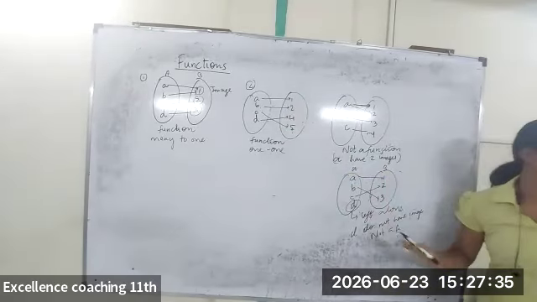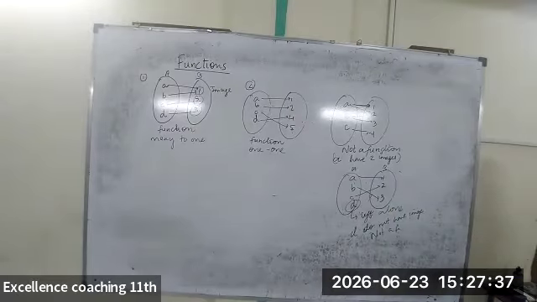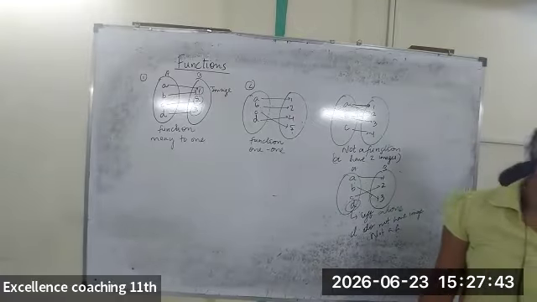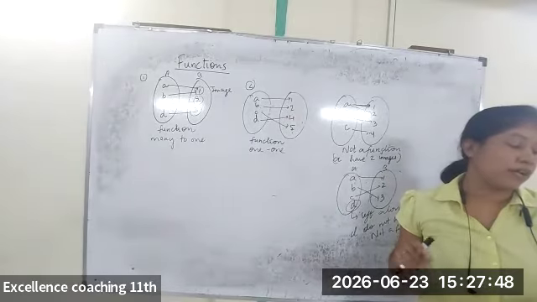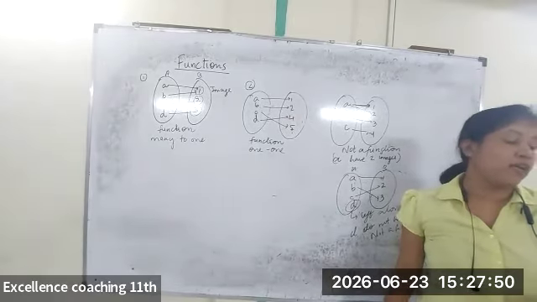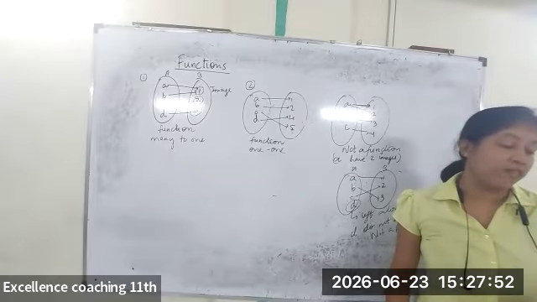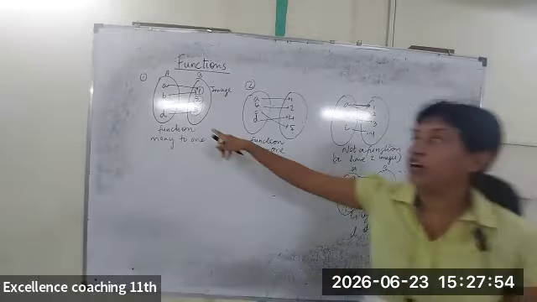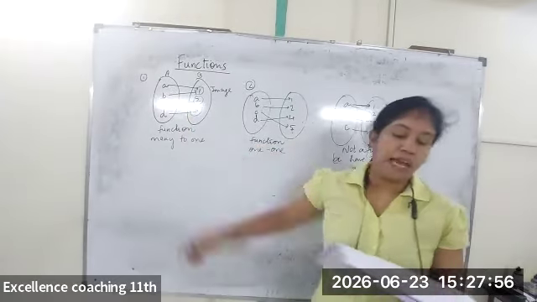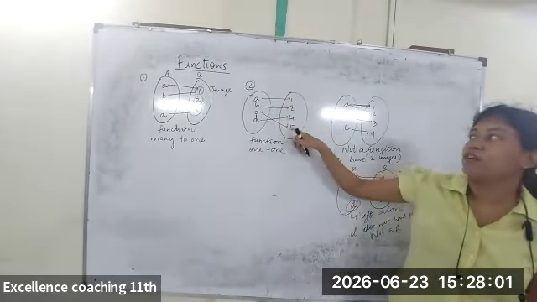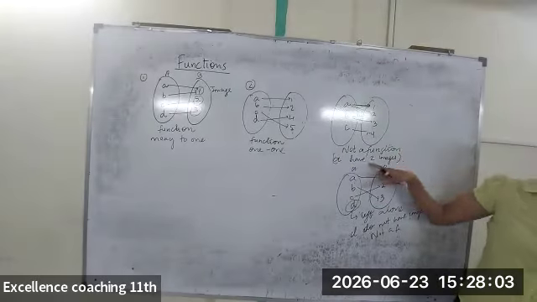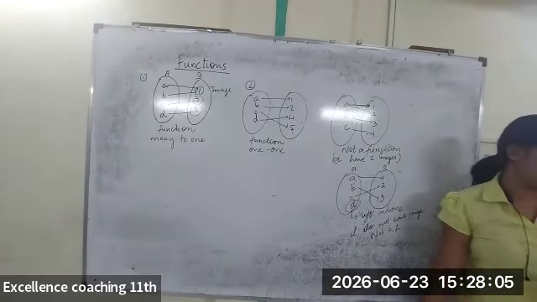These are not functions. Clear the definition of function? Now I can just read the definition and see. The definition of function is given as: a relation from A to B is called a function if every element of set A has only one image in set B. Everyone is having only one image. The moment it has two images, then it is not a function.